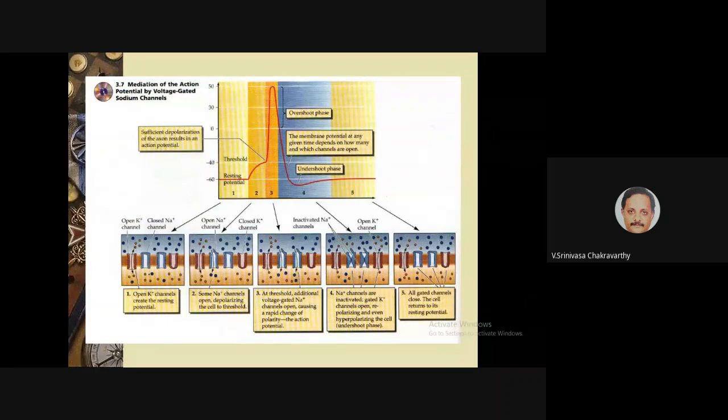That will increase the voltage further, and that will slowly now start opening the potassium channels, which will cause reduction in the voltage, and that will start closing the sodium channels and opening more potassium channels, right, and so on and so forth. So all these processes occurring one after another will give rise to a sharp rise and a sharp fall, which is the action potential.